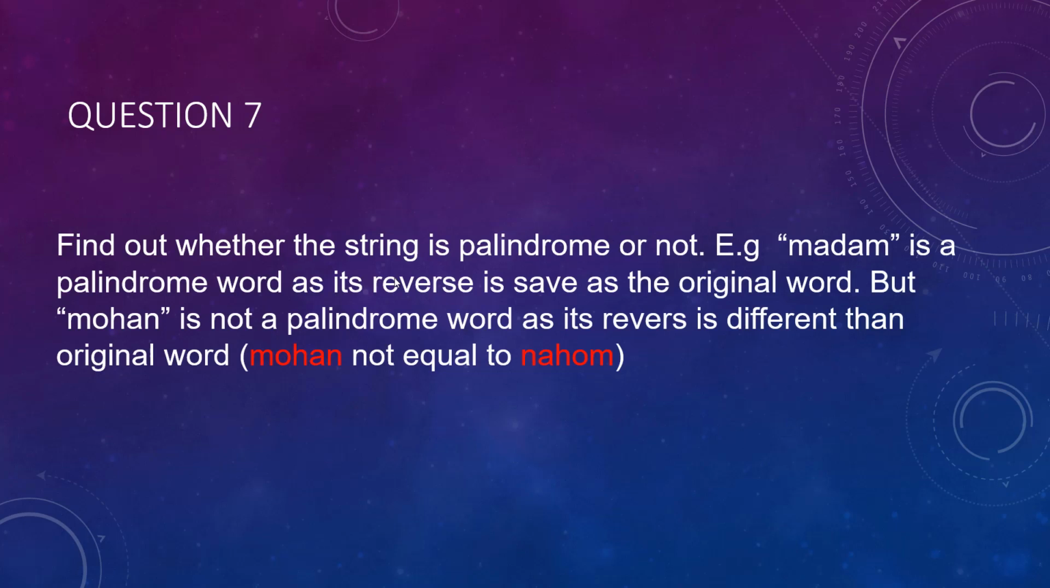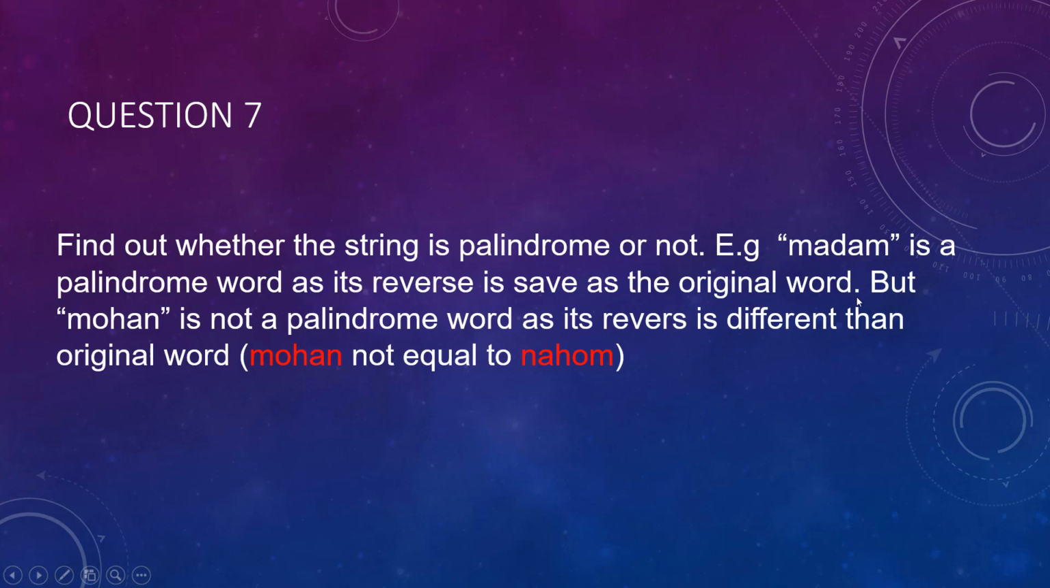What is a palindrome string? Actually, a string whose reverse is the same as the original. Then the word or a statement is said to be a palindrome. For example, we have madam. If you reverse it, the reverse of this word madam will be madam only. That means this word is a palindrome.